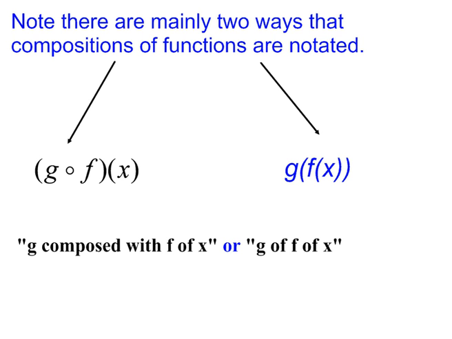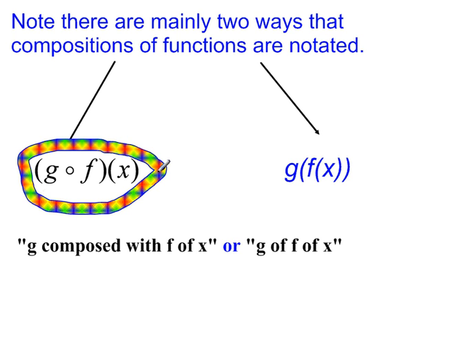Okay, now I want you to note that there are mainly two ways that compositions of functions are notated. So this is the one we just saw earlier, and this is read g of f of x. This one here you haven't seen yet, and the way that's read is g composed with f of x. But they're both saying the same thing.